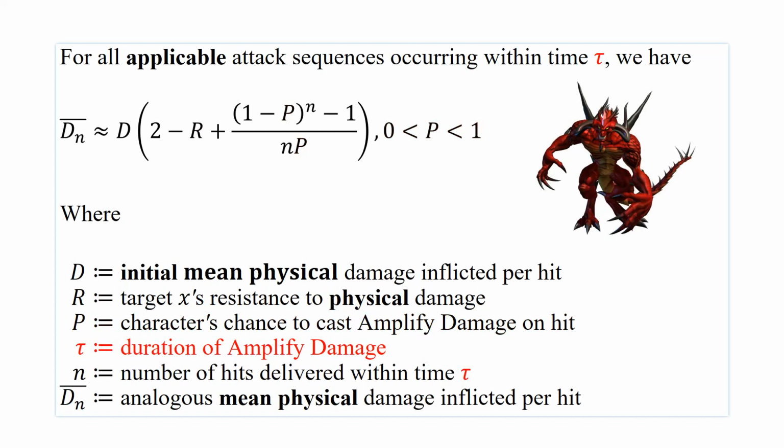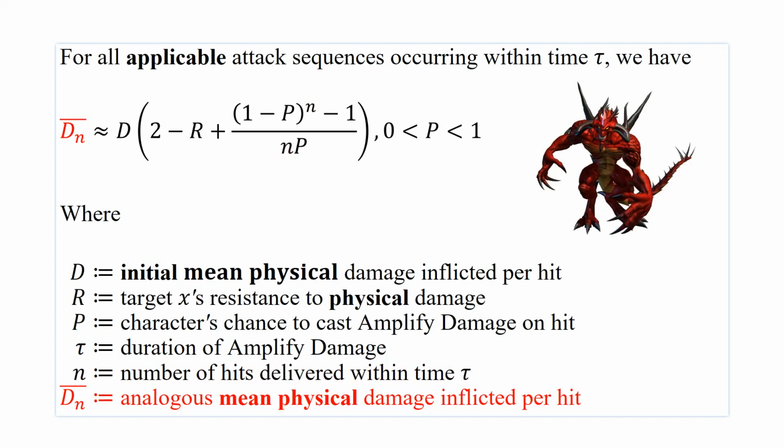It's worth noting that the reason we've listed tau here, even though it doesn't appear in the equation, is really as a reminder that all of this is assumed to occur within the period of time tau. That is, all of this is assumed to occur within the duration of amplified damage. And if you want to see why that's so important to this equation's applicability, just feel free to watch the rest of the video. N is the number of hits delivered within time tau, and D sub n bar is the analogous mean physical damage inflicted per hit.